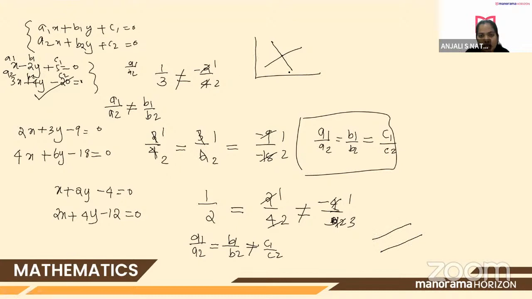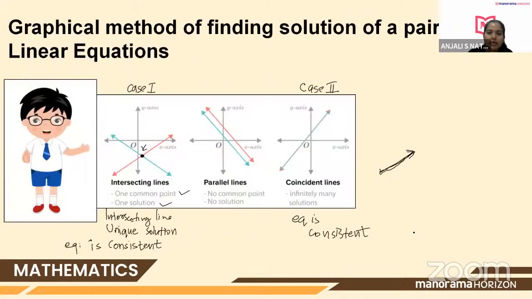In the first case, we get intersecting lines. Second case, we get lines that are coinciding, one above other. And here we get parallel lines. Okay. Last case, case 3, we get parallel lines. So here no common point. It doesn't touch anywhere, right? So there is no solution. So the equation is inconsistent. Okay. So the equation is inconsistent.